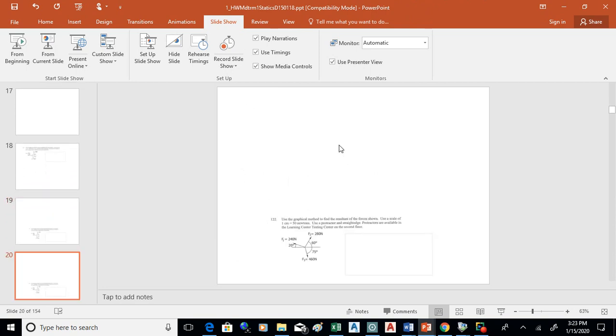Okay, the next one, what do we have there? We have to get the components of all three vectors for the next one.